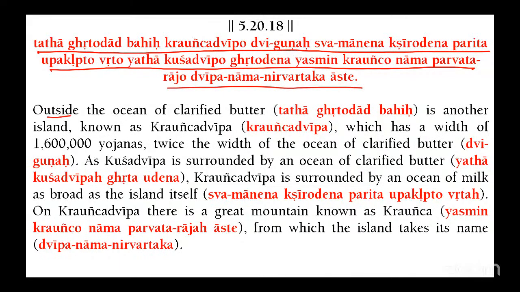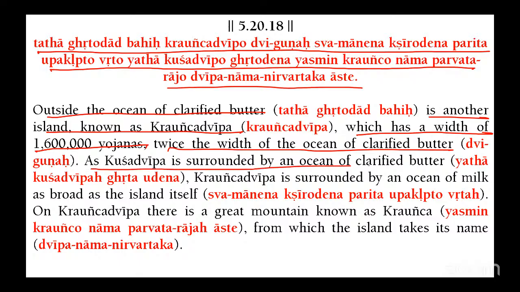Outside the ocean of clarified butter or ghee is another island known as Kraunchadvip. So we saw Jambudvip, Plakshadvip, Shalmalidvip, Kushadvip, Kraunchadvip. Kraunchadvip is the fifth dvipa, which has a width of 16 lakh yojanas, twice the width of the ocean of clarified butter.